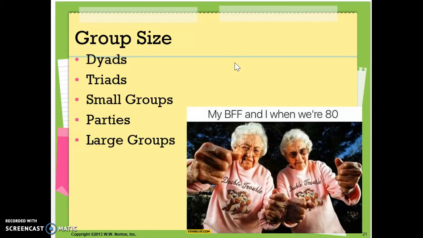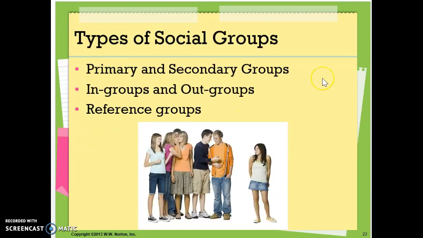So that's a large group. There are also different types of social groups. There's primary and secondary groups, in and out groups, and reference groups.